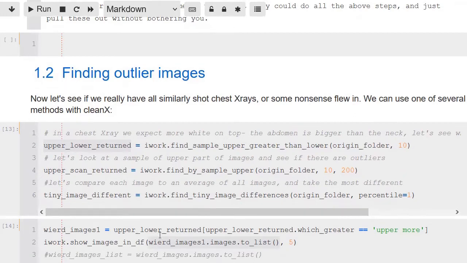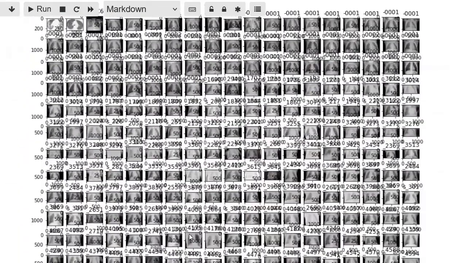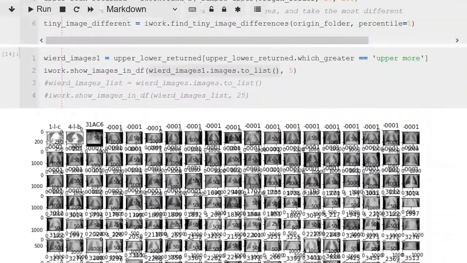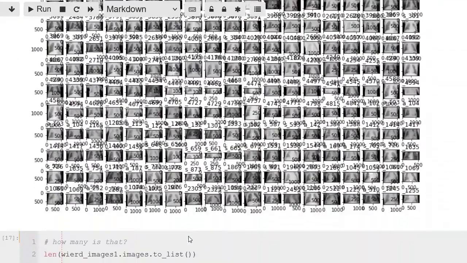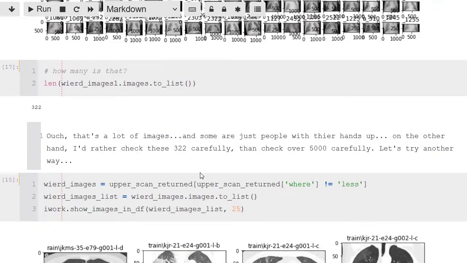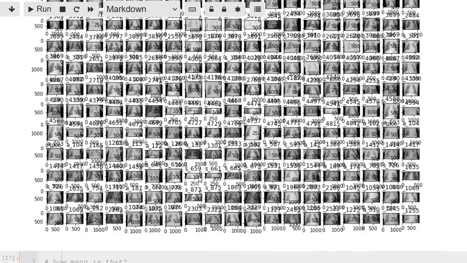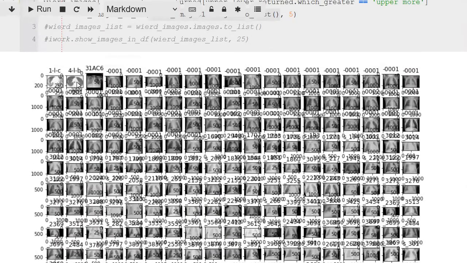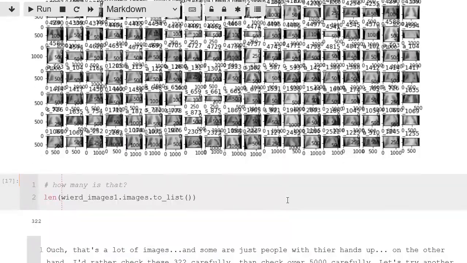Let's look at a function that compares the upper and lower part and its results. There's a lot of results here. I don't want to look at each of them. But on the other hand, it's 322 results. It's a lot faster than looking at 5,000 something pictures, okay? But let's see what our other checks turn up, because I can already see in this, I've got some axial CTs, but I've also got some images where maybe the patient just had their arms up, some pediatric images. I'll come back to that.